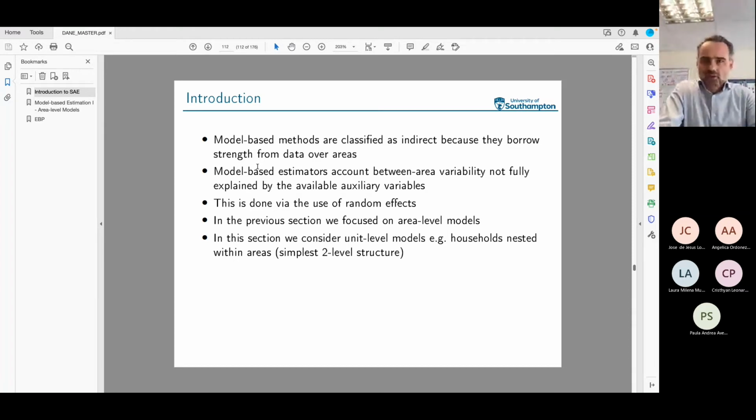So in the previous section, we focused on area-level models. In this section, we consider unit-level models. And here now, we're going to model our data by using, in the simplest case, a two-level structure where households are nested within areas. So we have a two-level hierarchical structure where households in Colombia are nested within municipalities in Colombia. That's the simplest possible two-level structure, and that's what we're assuming here.